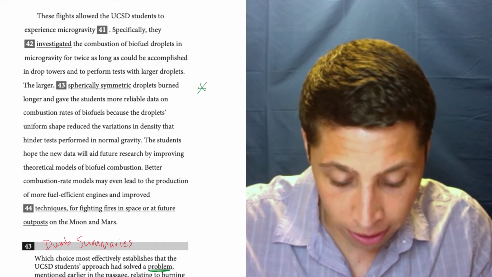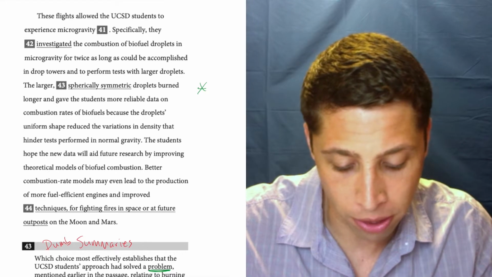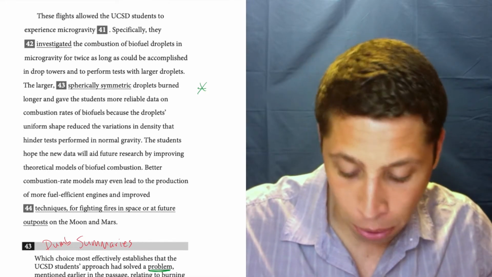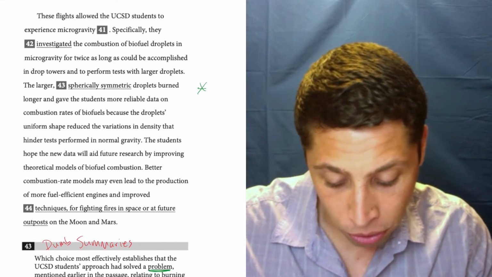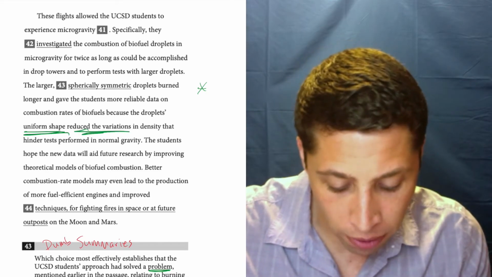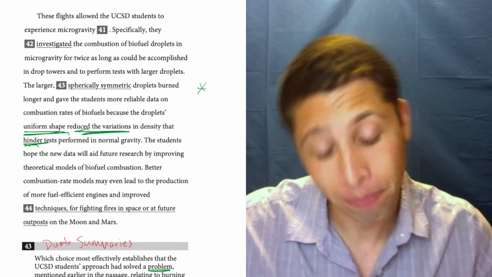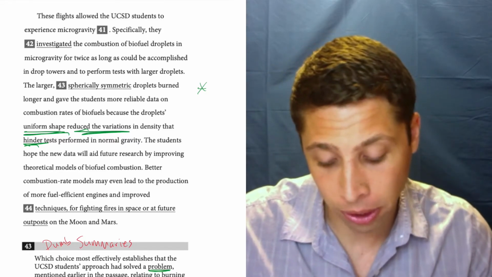Specifically, they investigated the combustion of biofuel droplets in microgravity for twice as long as could be accomplished in drop towers and to perform tests with larger droplets. The larger droplets burned longer and gave the students more reliable data on the combustion rates of biofuels because the droplets' uniform shape reduced the variations in density that hinder tests performed in normal gravity. Notice, they're giving it to you right there. We don't need to go earlier in the passage.